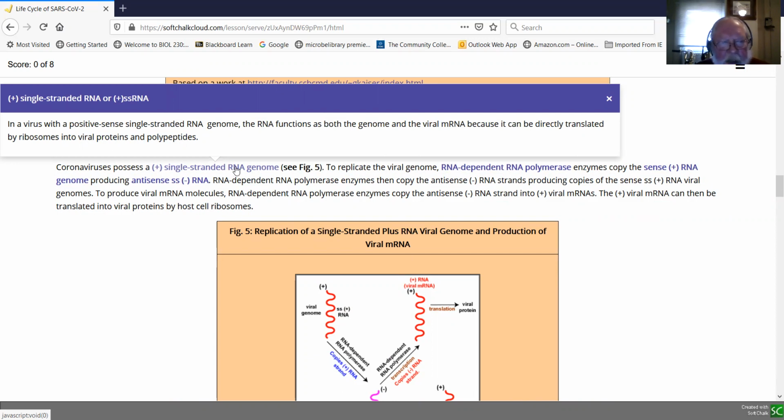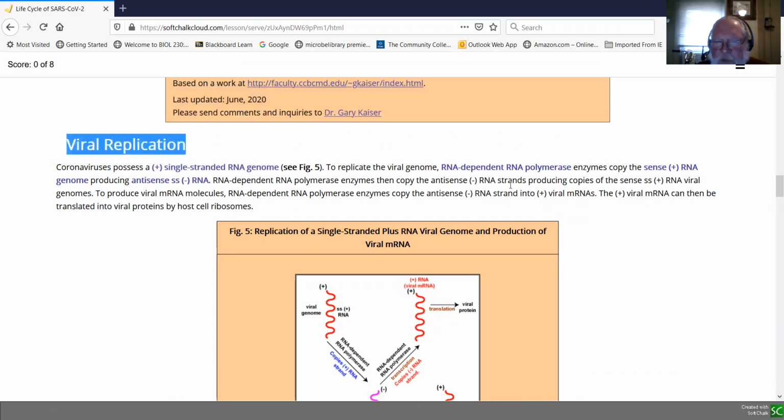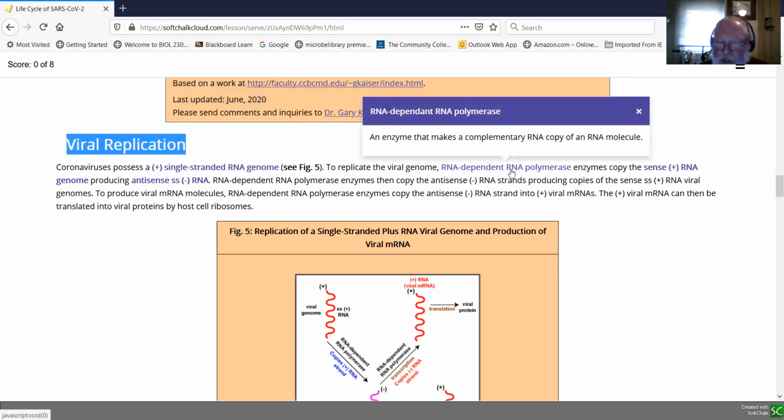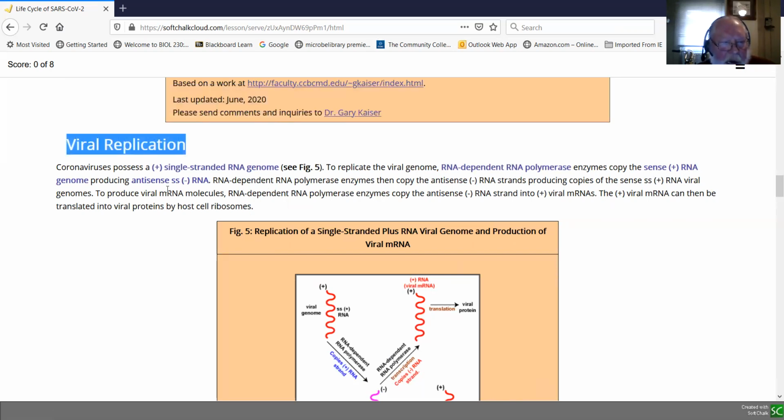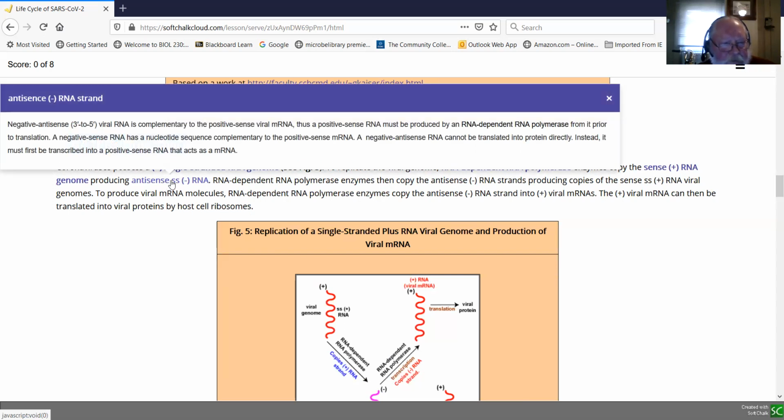Now, to replicate RNA requires an enzyme called RNA-dependent RNA polymerase. And as we learned earlier on in the unit, an RNA-dependent RNA polymerase is one that copies RNA and produces RNA. So it's going to copy an RNA strand into another RNA strand. So what the RNA-dependent RNA polymerase does is it copies the sense strand into a complementary antisense strand.